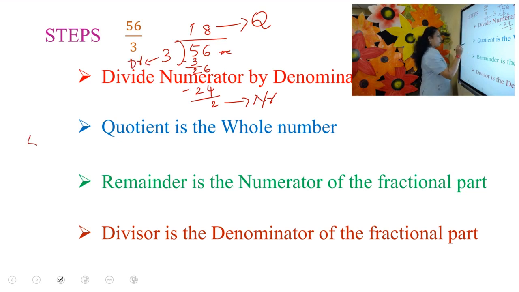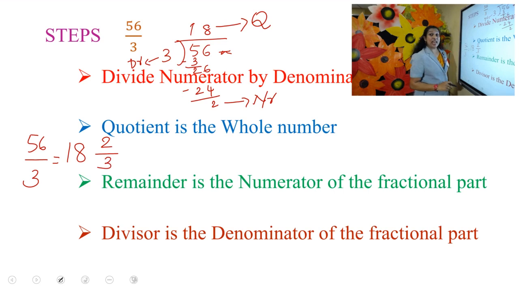So how will you write? 56 by 3 is equal to our quotient. Quotient is the whole number. 18 is the whole number. And proper fraction means numerator will be 2 by denominator is 3 itself. So our answer is 56 by 3. When you convert it to mixed fraction, what will you get? 18 and 2 by 3.